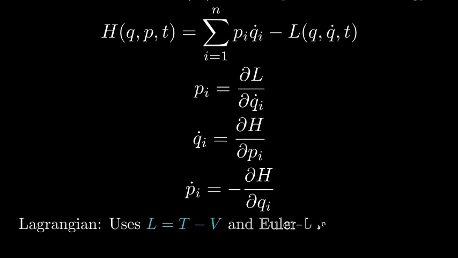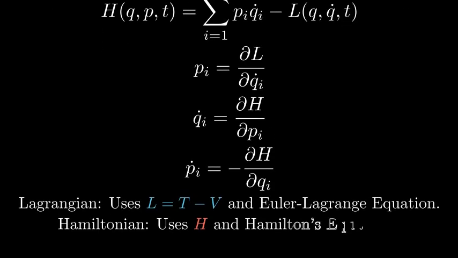In summary, Lagrangian mechanics uses the Lagrangian, L equals T minus V, and the Euler-Lagrange equation, while Hamiltonian mechanics uses the Hamiltonian, H, and Hamilton's equations to describe the motion of a system.